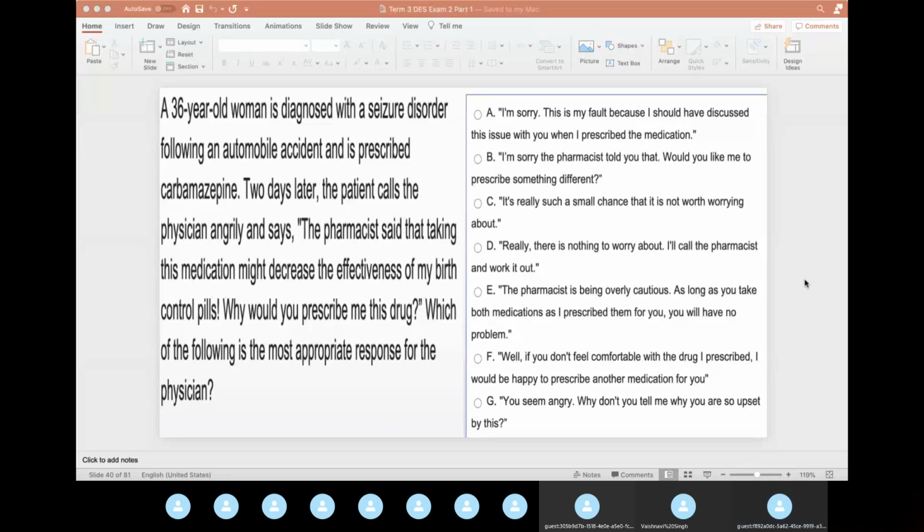You seem angry. Why don't you tell me why you are so upset by this? Interesting. So you want more from the patient, right? The patient is angry. She's screaming at you, and then you say, you seem angry. Why don't you tell me why you are so upset by this? Okay, any other answer?